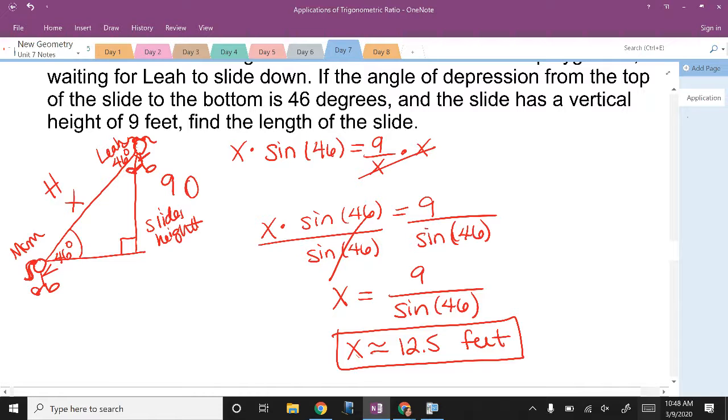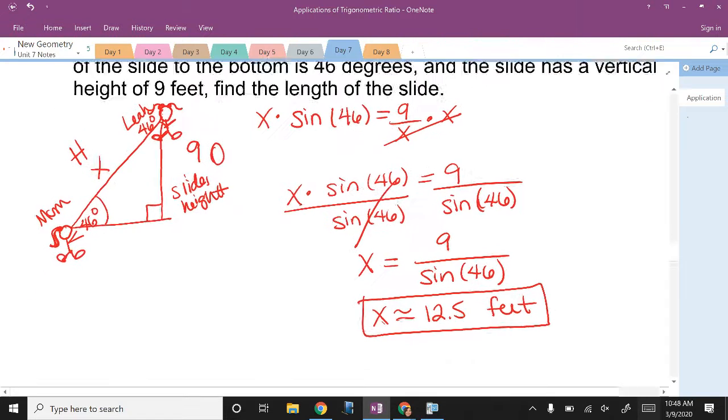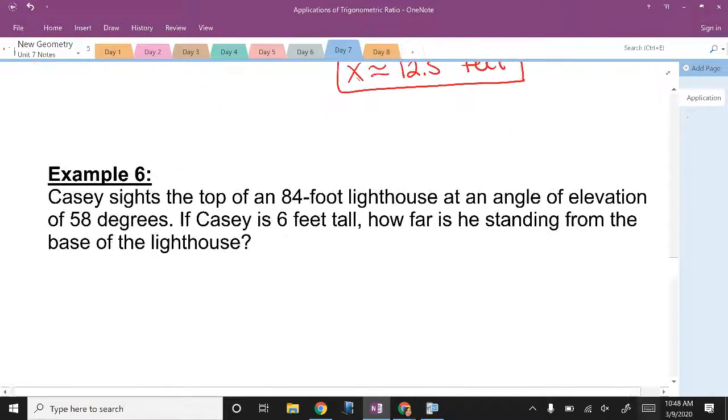Make sense? Y'all see what I mean? The mom's angle of elevation is the same as Leah's angle of depression. Y'all see that? Okay. All right. Here's another one.